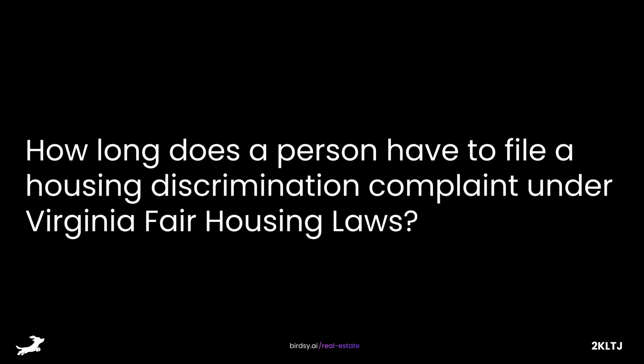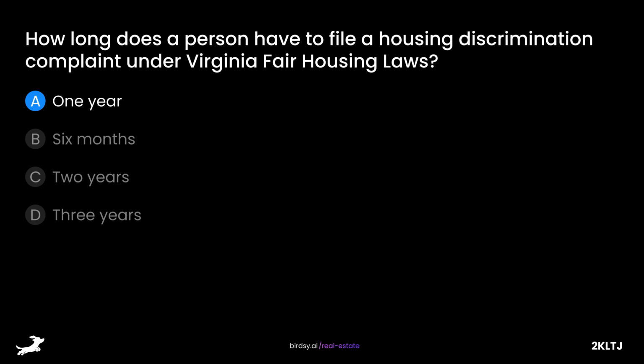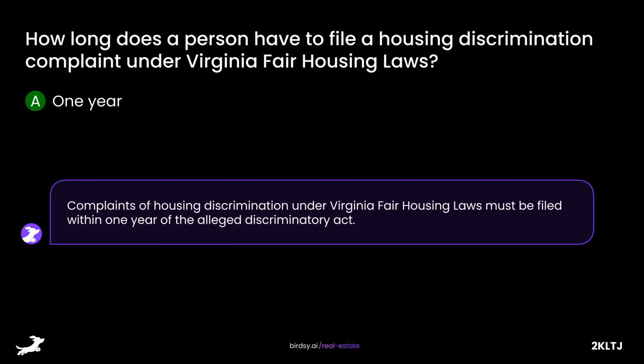How long does a person have to file a housing discrimination complaint under Virginia fair housing laws? Is it A, 1 year, B, 6 months, C, 2 years, or D, 3 years? The answer is A, 1 year. Complaints of housing discrimination under Virginia fair housing laws must be filed within 1 year of the alleged discriminatory act.